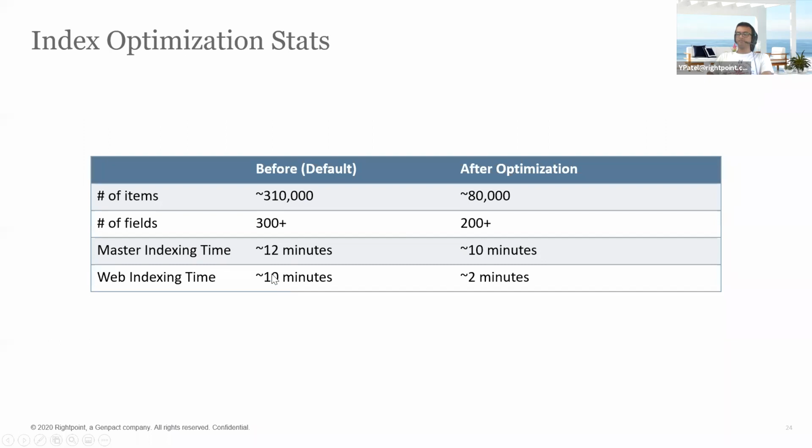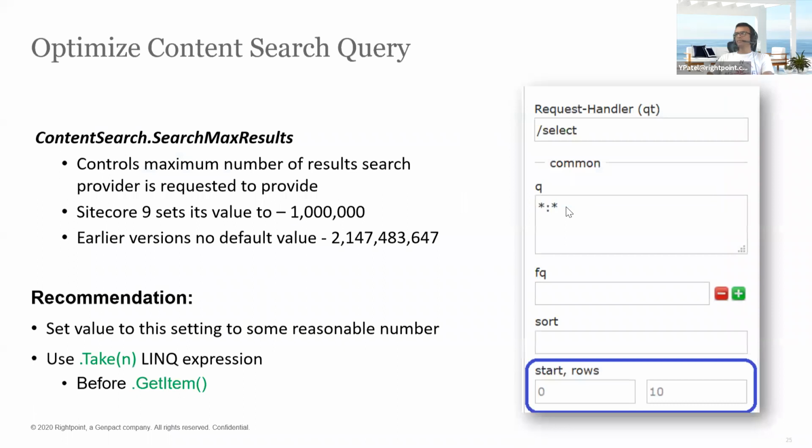Web indexing time was 10 minutes. That went down to 2 minutes. This is the average we took over multiple iterations of indexing. And that's the benefit we got from indexing optimization.